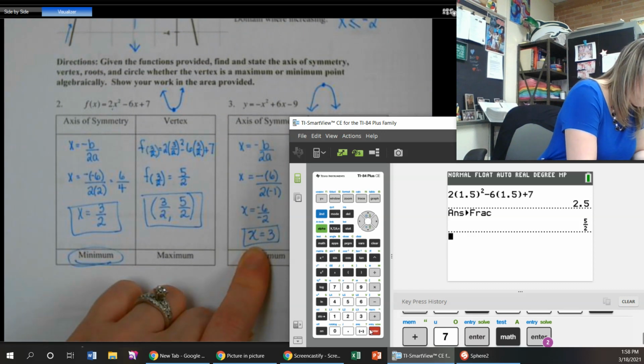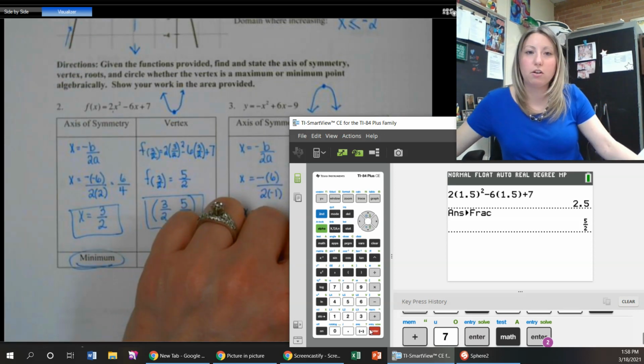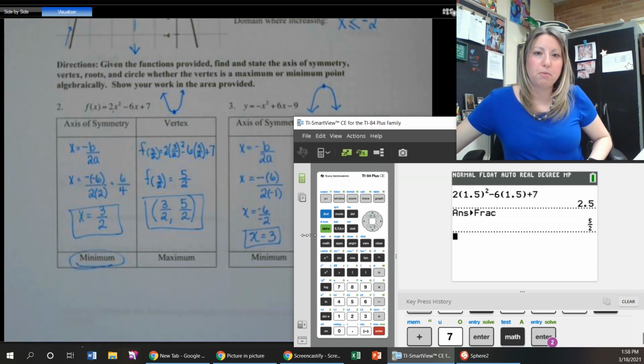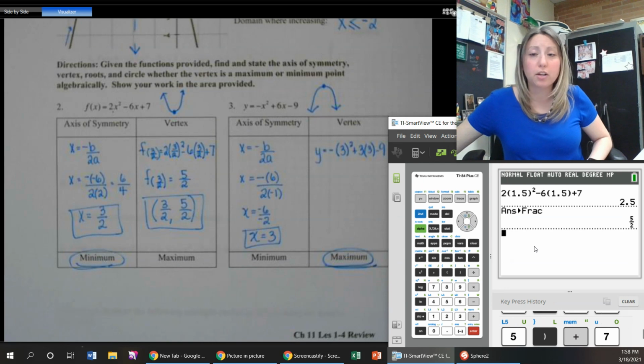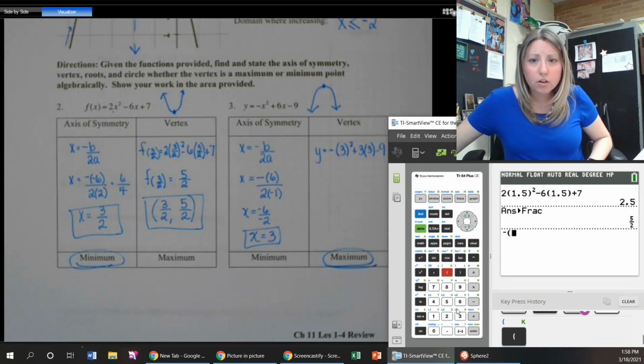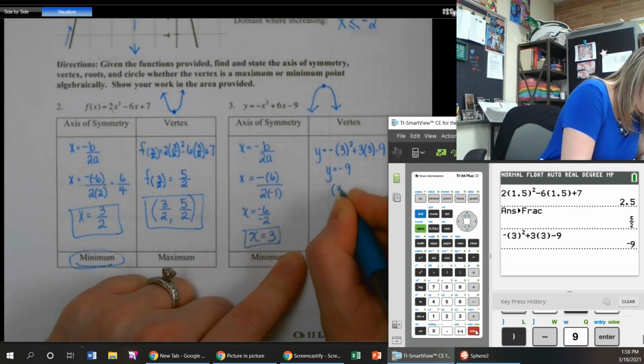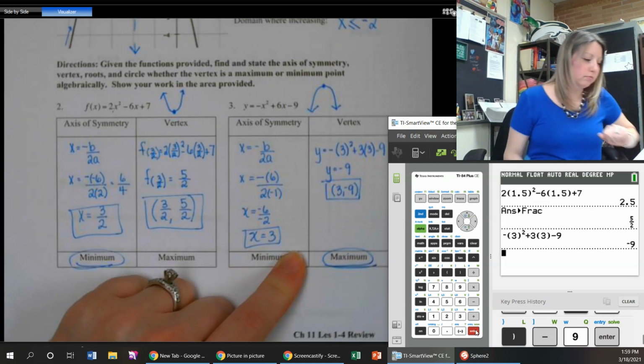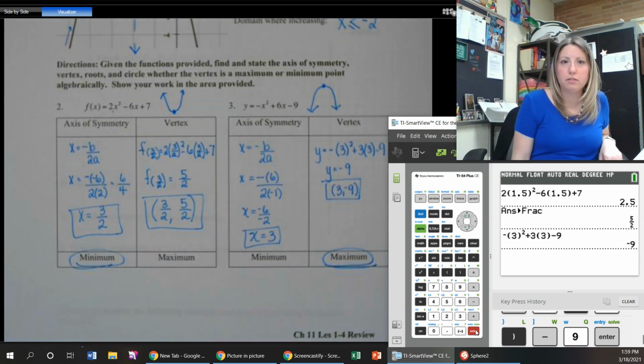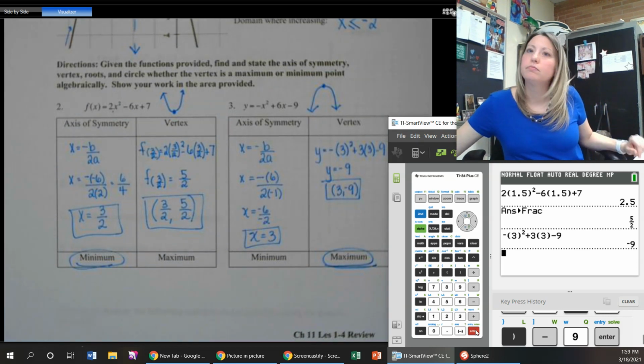Now I plug that back into y equals negative 3 squared plus 6 times 3 minus 9. And I can just plug that straight into my graphing calculator again. Oops. Because I made my graphing calculator big, you didn't see what I just wrote. And that's all I'm going to copy right in here. So negative 3 squared plus 3 times 3 minus 9, negative 9. So the point (3, negative 9) is my vertex. There we go. Algebraically. Looking good. So far, so good.